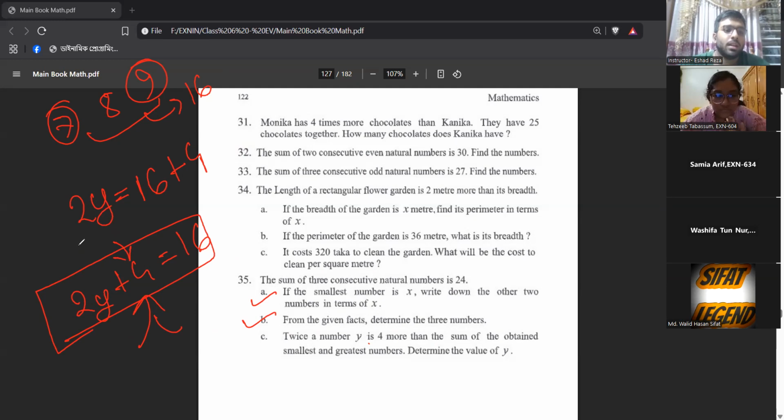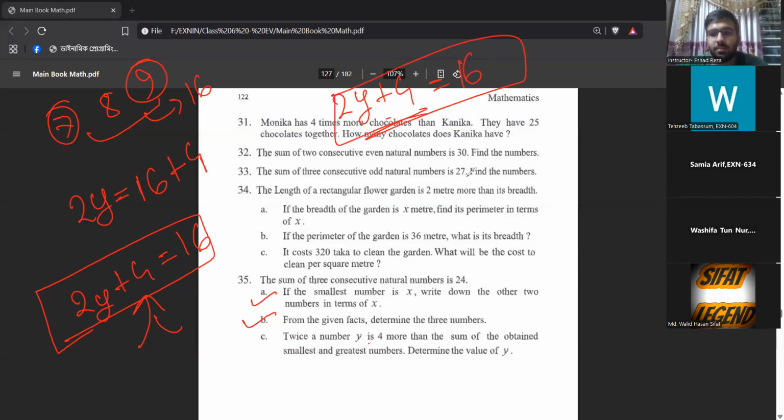So from here, it is pretty easy to find y, so I'm not going to solve that. But let me show you why you are going to make this mistake. If you go through the problem like I did, basically, a number is y, and then 2y is 4 more, so we just add 4: 2y plus 4 is equal to the sum of the obtained smallest and greatest numbers. Done. Pretty simple. But that's the wrong answer.